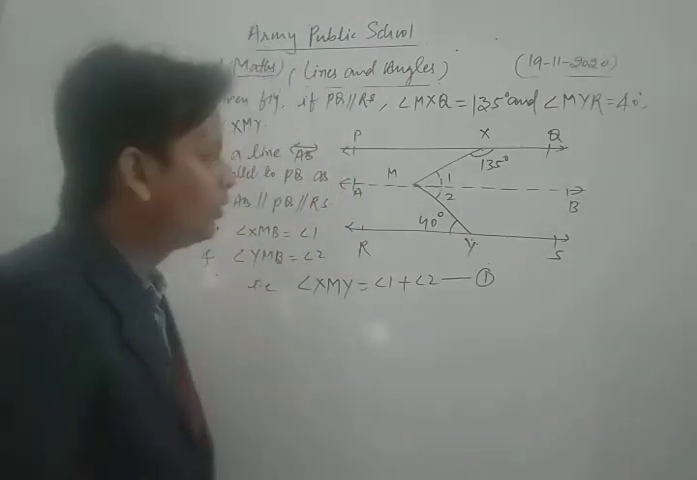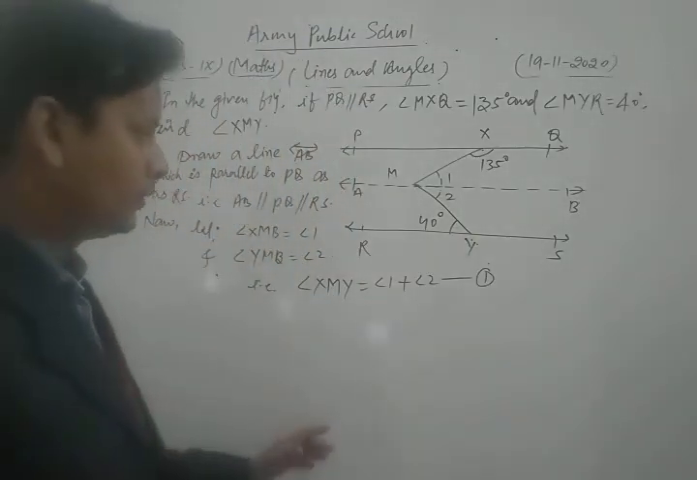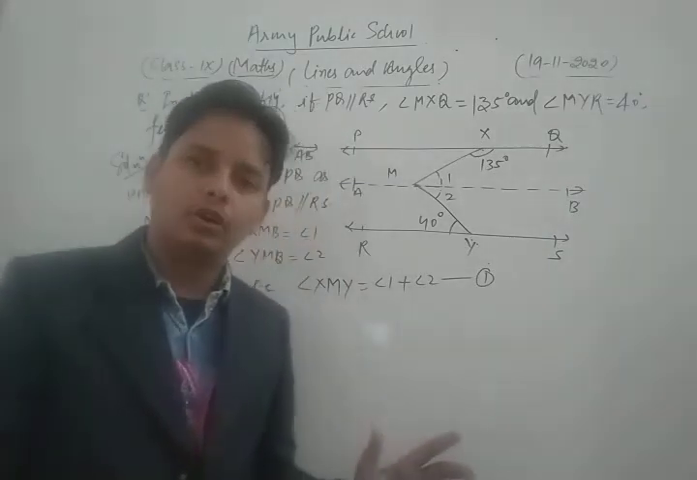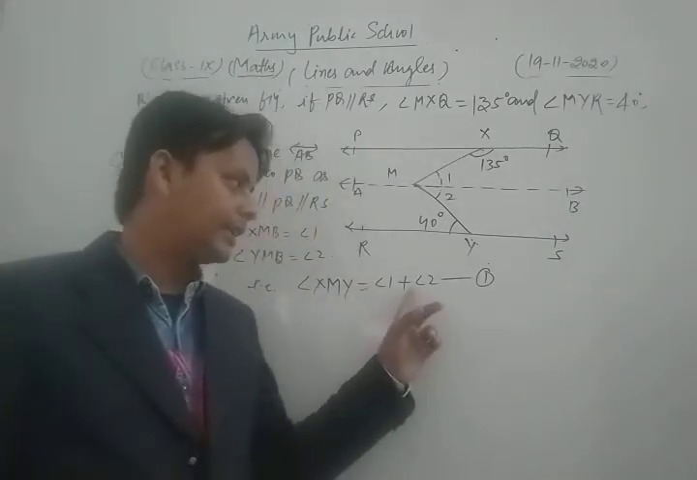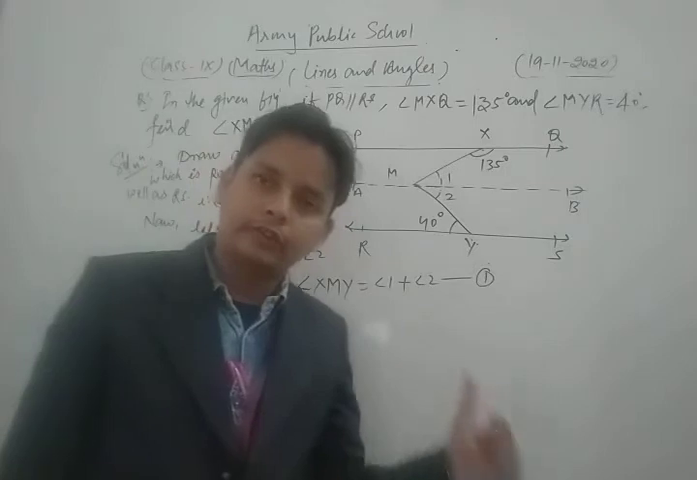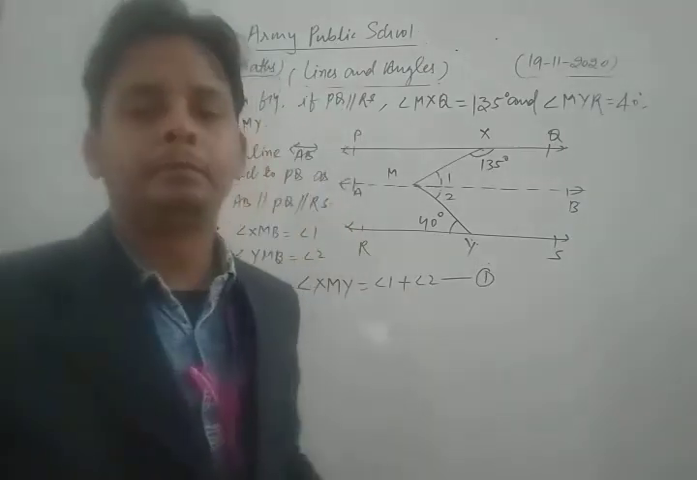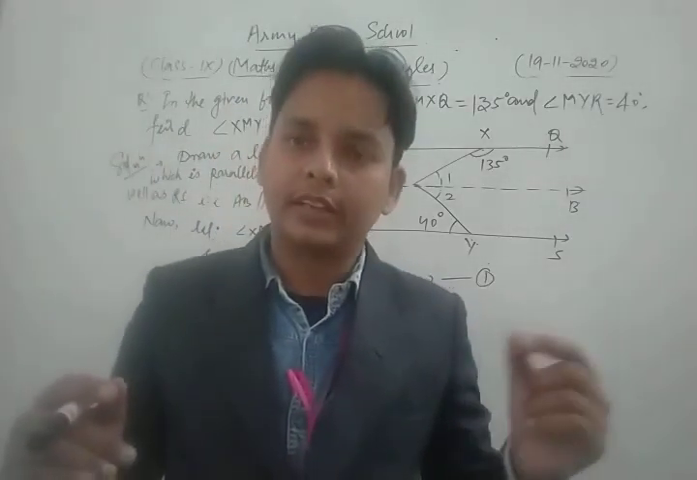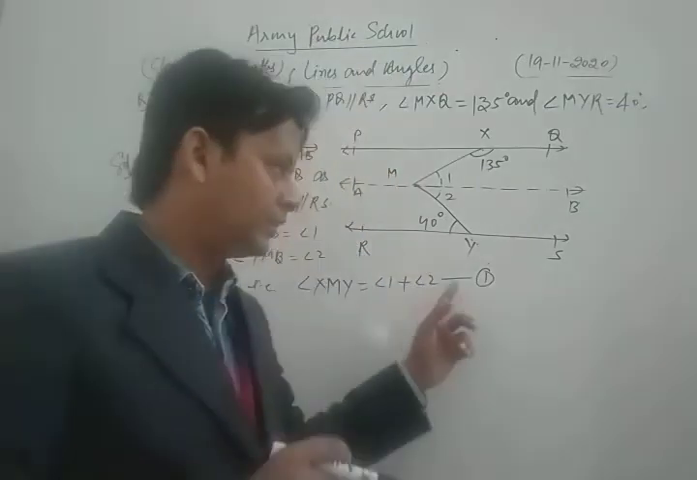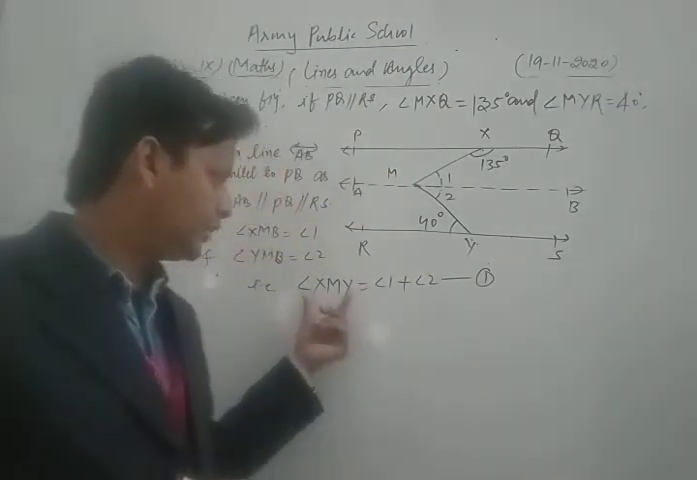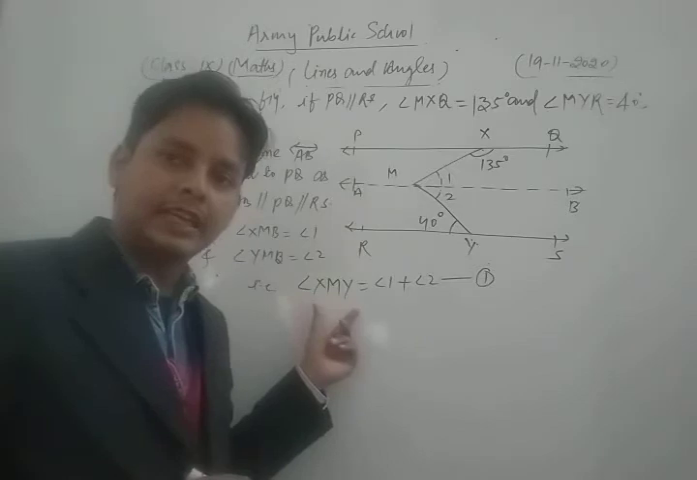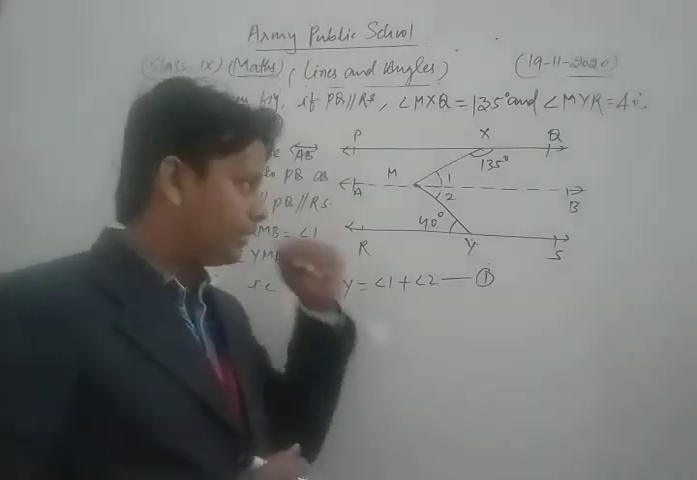Now what I do is, first of all, in this way we find the angle 1 as well as we find the angle 2. After finding angle 1 and angle 2, we put all the values of angle 1 and angle 2 in that equation. Hence we get our result as angle XMY. Now let's see.